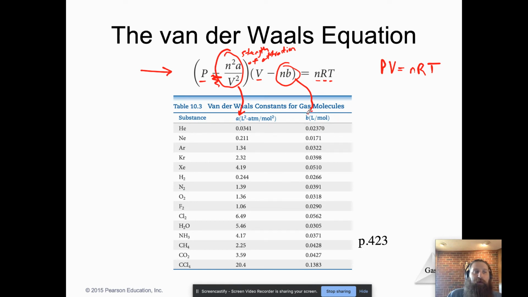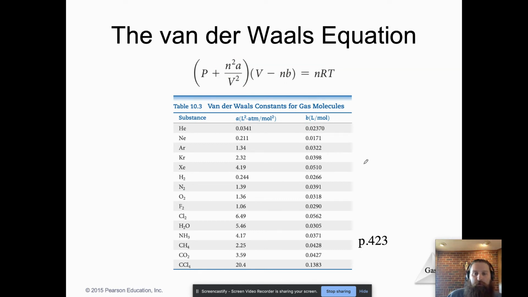B is going to account for the volume of atoms, and it is going to correspondingly lower the volume of the vessel. It lowers the volume of whatever is containing the gas so that it accounts for the volume of the atoms. Now, we look up A and B. You can see this on page 423 in your book.